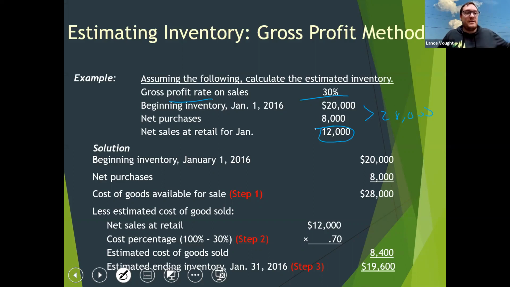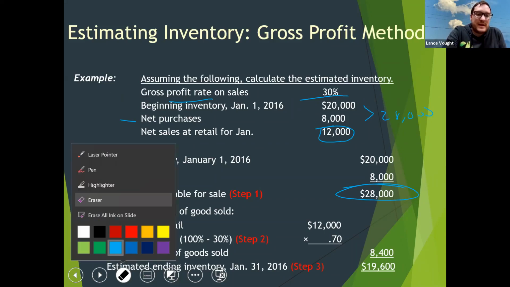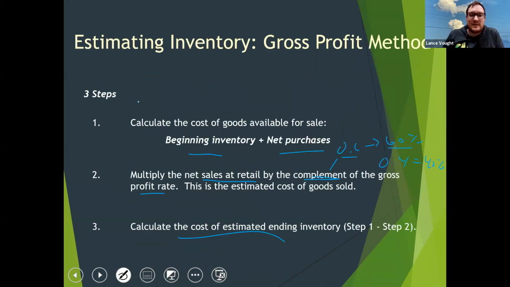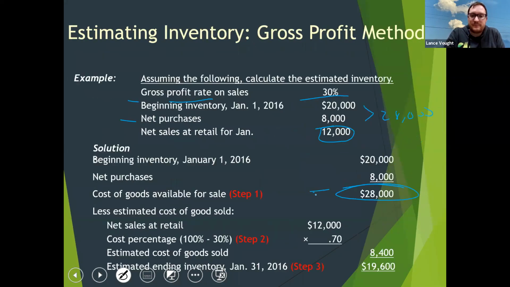I just told you that gross margin was the complement of the cost ratio. This is telling you that the cost ratio is the complement of the gross margin. So it's basically the inverse, or obverse, or whatever you want to call it, of what we just did. So we know the cost of goods in total from the sum of our net purchases and our beginning inventory. We add those together, like the last slide says, and we get 28,000.